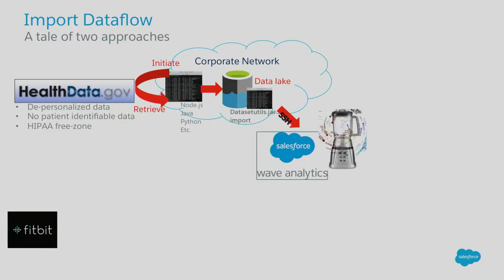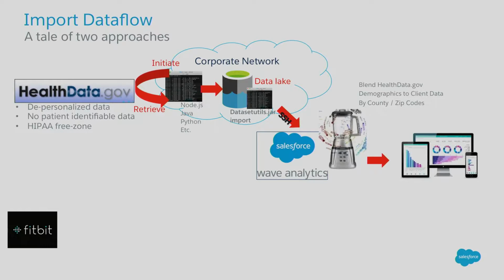And then the next step would be to use the dataset utils jar, which is a tool that's publicly available, to then import that into Wave securely, right? So you can get it into the Salesforce cloud securely encrypted and then blend it. So that's a second opportunity to blend the data with whatever else you have in Salesforce or in Wave to get even more joins and more insights. And then once it's in Wave, obviously, it's available on all your devices, and you can provide that insight to your field service and everybody else in your organization.